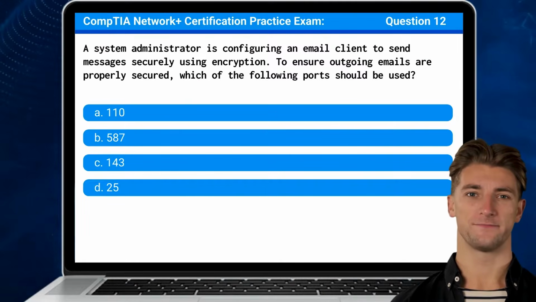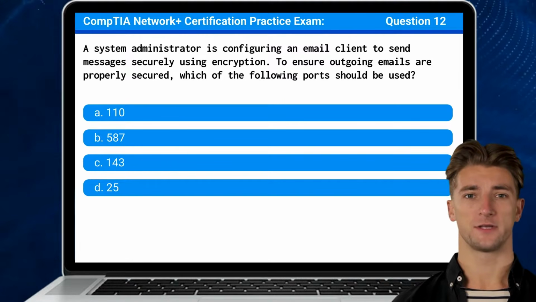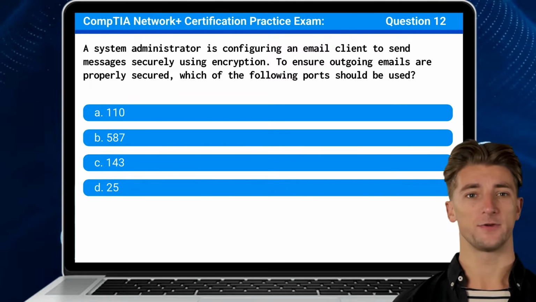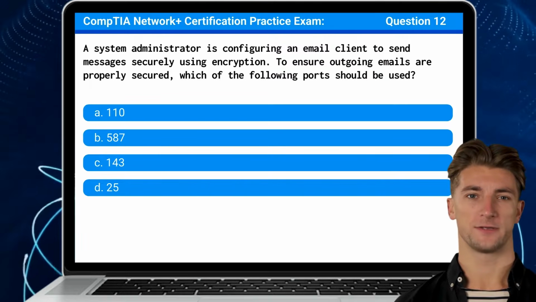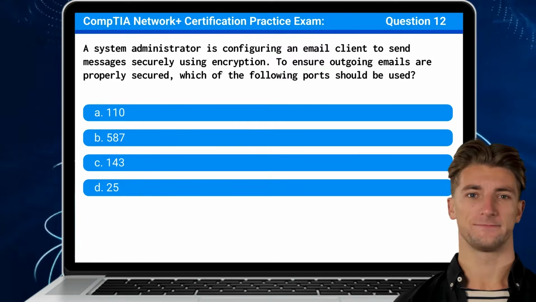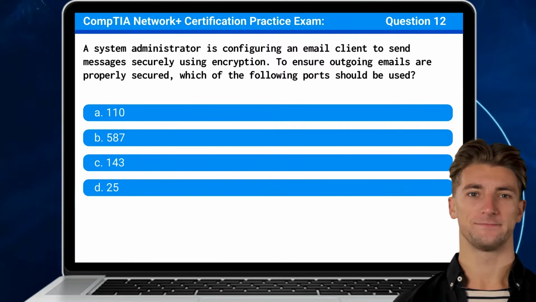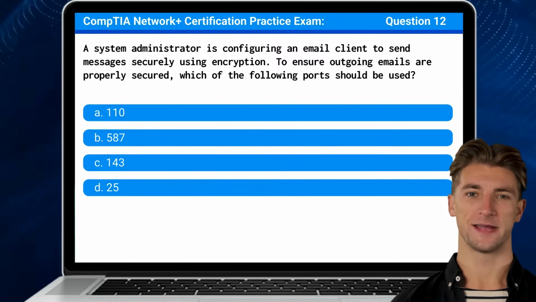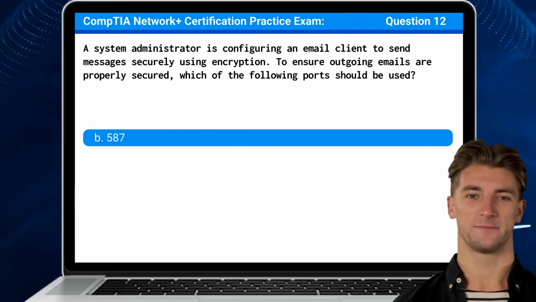Question 12. A system administrator is configuring an email client to send messages securely using encryption. To ensure outgoing emails are properly secured, which of the following ports should be used? The answer is B. 587.